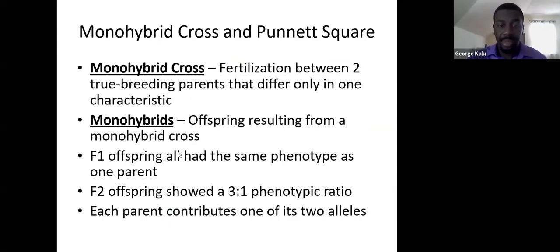Now what we see is that in the F1 generation, all of the offspring have the same phenotype as one of the two parents. And then in the F2 generation, we see a 3-to-1 phenotypic ratio, where the offspring have a 3-to-1 ratio of one particular trait and then the other. And again, the key here is that each parent is going to contribute one of its two alleles to its offspring.